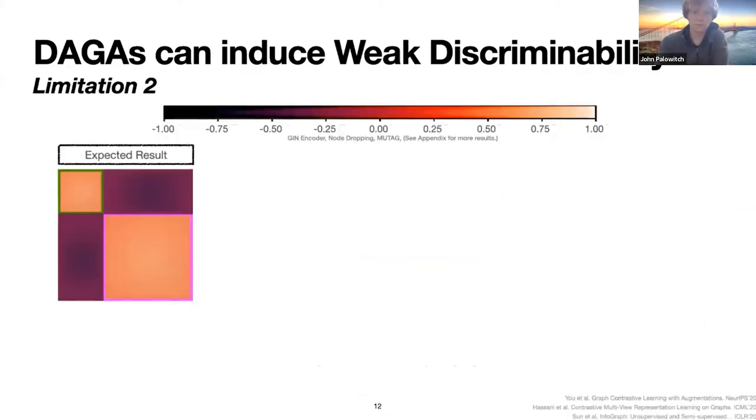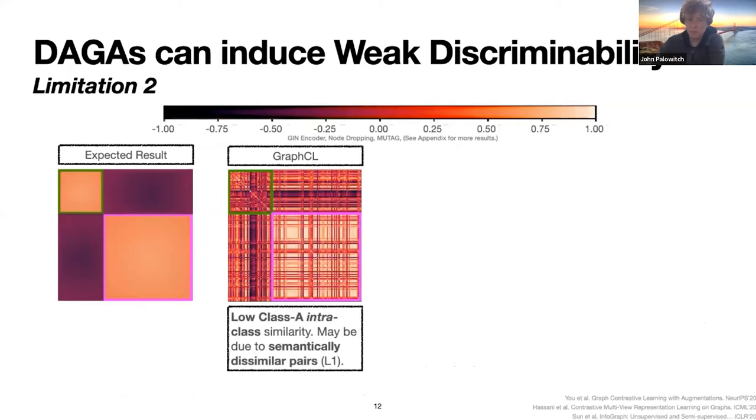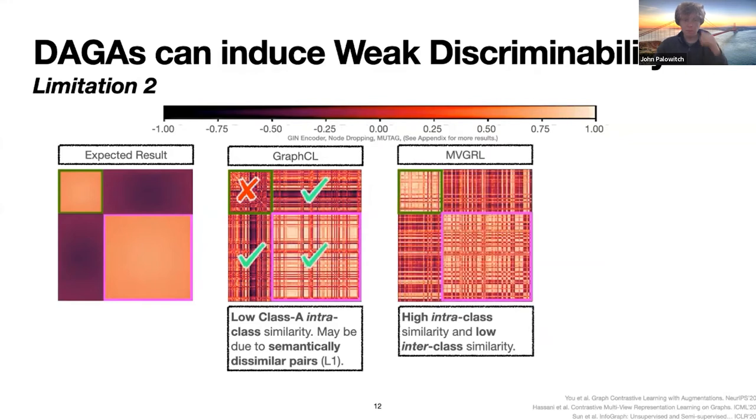So as a reminder, we have our visualization of the expected result, high intra-class similarity and low inter-class similarity. So those off-diagonal inter-class blocks. GraphCL, which uses DAGAs, has low class A intra-class similarity, indicated by that upper left-hand block. And this may be due to training on semantically dissimilar pairs. Meanwhile, MVGRL, another method for SSL, uses diffusion operators to create views and has high intra-class similarity as desired and also low inter-class similarity as desired.